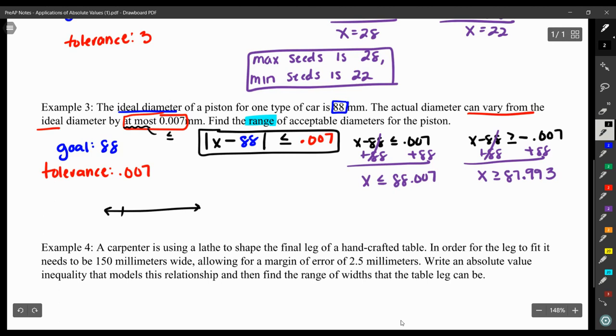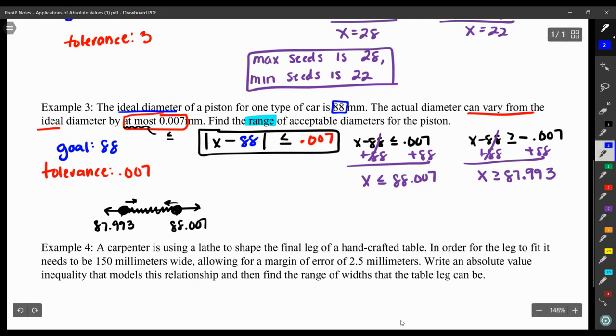In order to actually write out the range correctly, let's think about what this looks like graphically. If I were to graph this on a number line, this would be the 87.993. This would be the 88.007. My boundary points are solid. Now, if I want less than 88.007, I'm going to go this way. If I want greater than 87.993, I'm going to go this way. So my shading is everything here in the middle, which is why it's a range of values. You have a minimum, you have a maximum. You're not allowed to go outside of those. That's why the shading is in between, which is also why we always use less thans, because if you used greater thans, your shading would be outside.